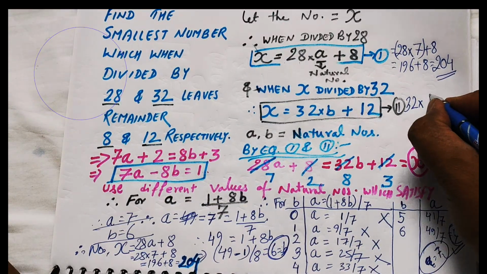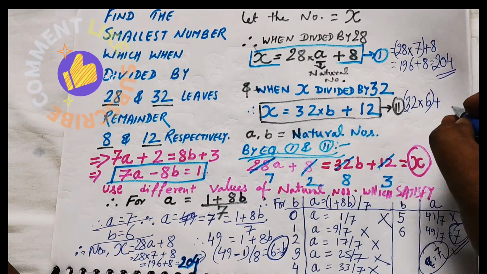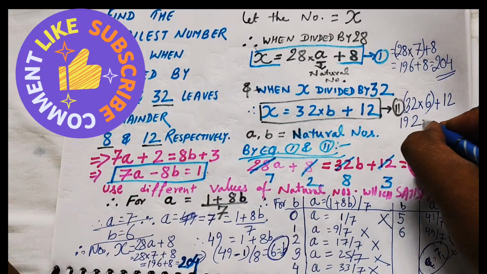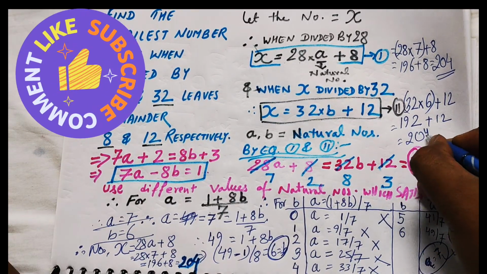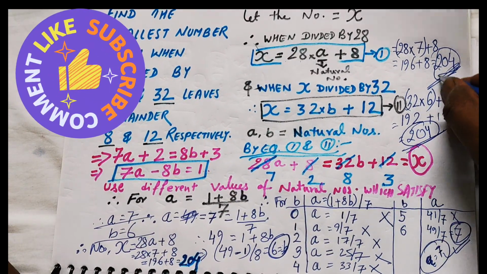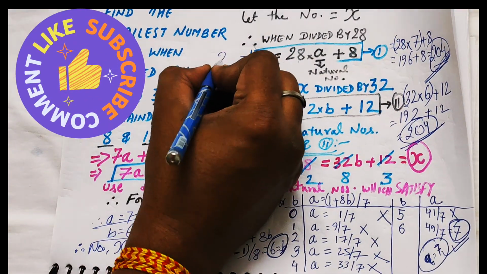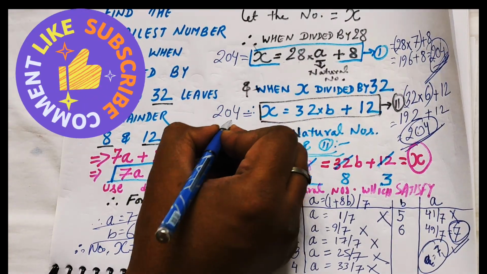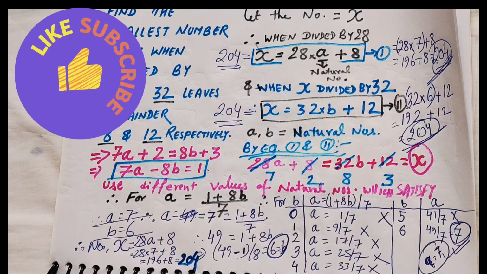We have checked for 28, right? Now when you put the value of b in equation number 2, that is b equal to 6, the number will be again the same. Let us see, 32 into 6 plus 12, which is 192 plus 12, which is 204. You can see this number and that number from both the equations are satisfying each other. So 204 is your answer, and the value of x is calculated as 204 from equation number 1 and equation number 2 both. So this is validated and this is the correct answer, right?